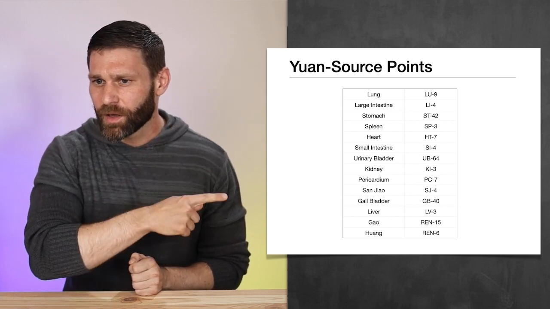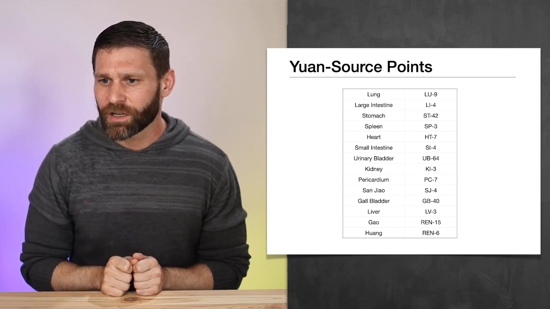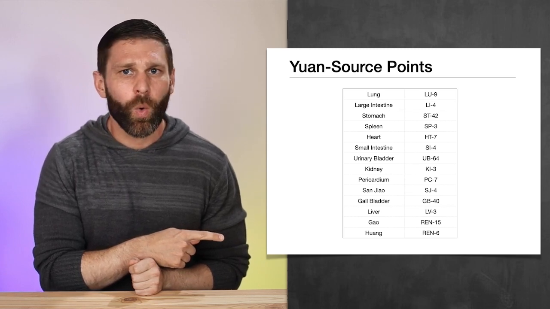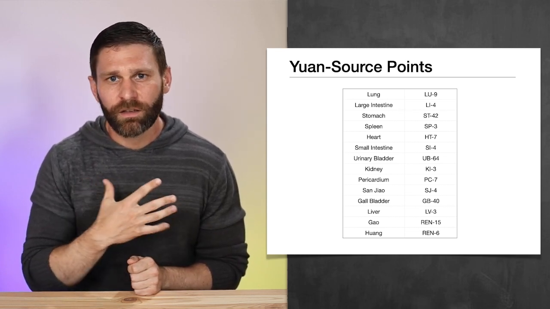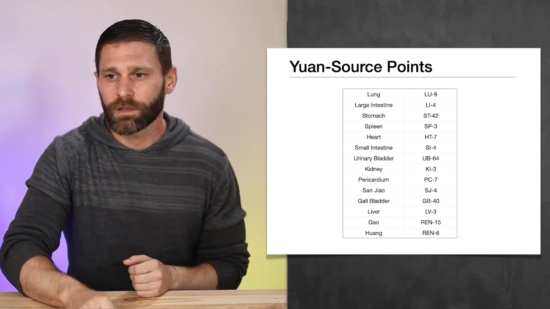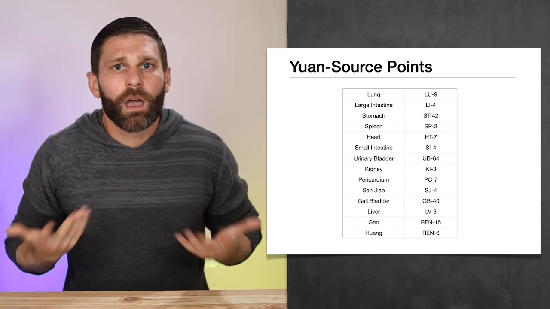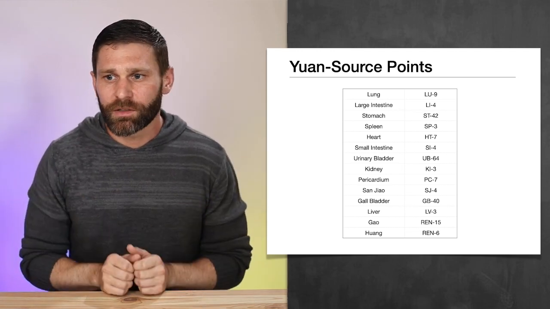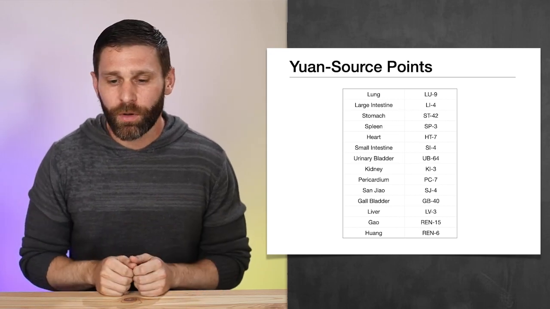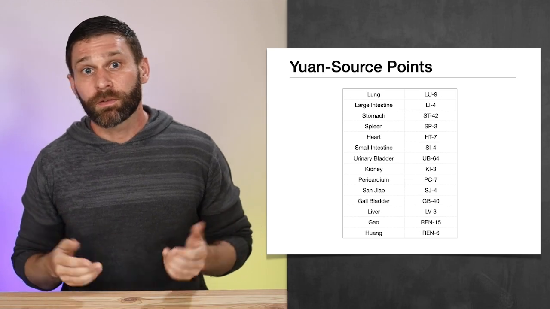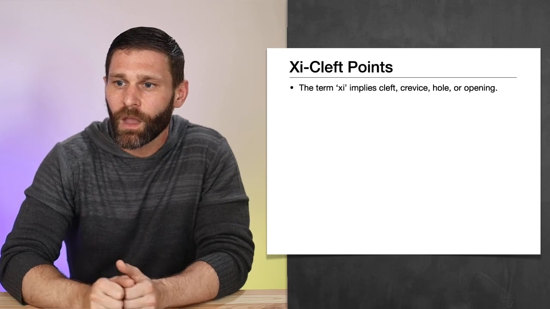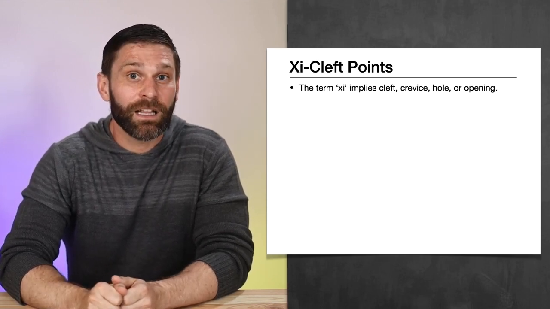And then these are the 12 primary channels. And then Maciocia talks about the Yuan-Source points of the Gao and the Huang. The Gao, the connective tissues and the fatty tissues. I don't want to get into that right now, but maybe that's something you need to know. I don't know what it's like in your school. When I was in school, we kind of said that you don't actually need to know these points until we learn the points. But if you're in your first semester and you want to look ahead, these are the 12 Yuan-Source points. After that, we get into the Xi-Cleft points.